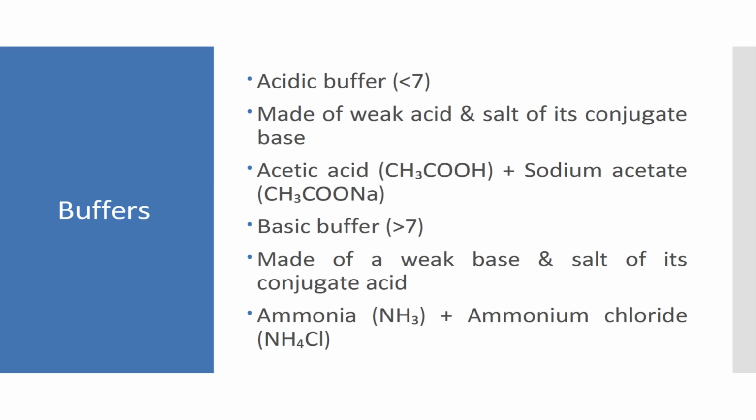Then we have the basic buffer, which maintains a pH greater than 7. This one is made of a weak base and the salt of its conjugate acid. A common example is ammonia, NH3, combined with ammonium chloride, NH4Cl.